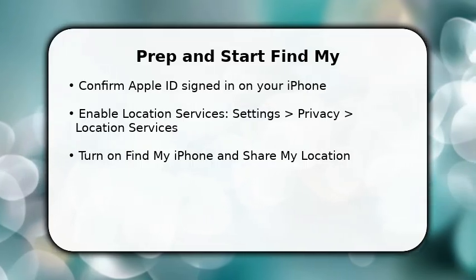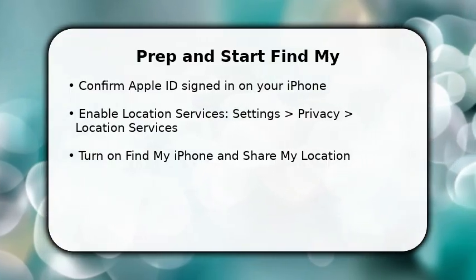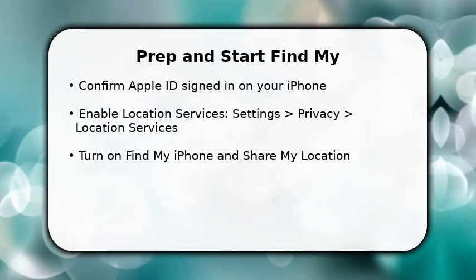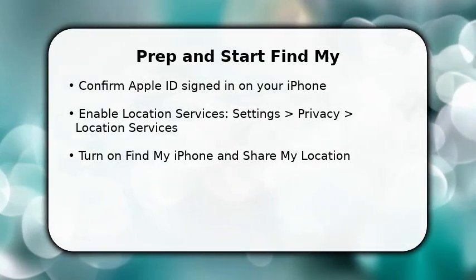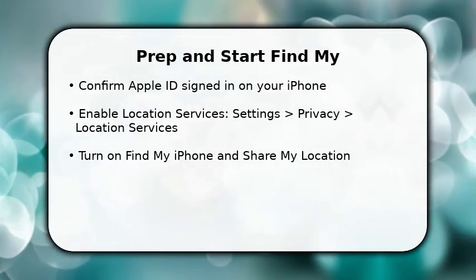You begin by checking Essentials. Make sure you're signed into your Apple ID and that location services are enabled. Once done, open Settings, tap your name, then Find My. Turn on Find My iPhone and enable Share My Location so devices and friends can see you.